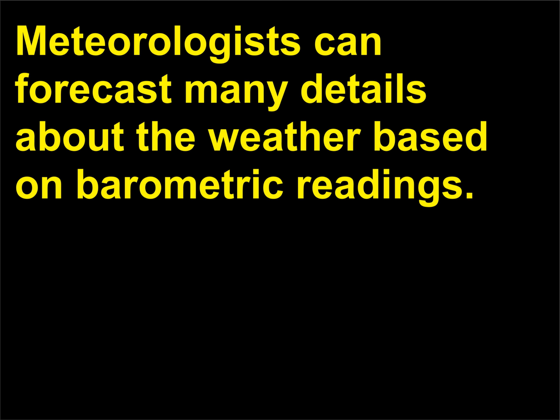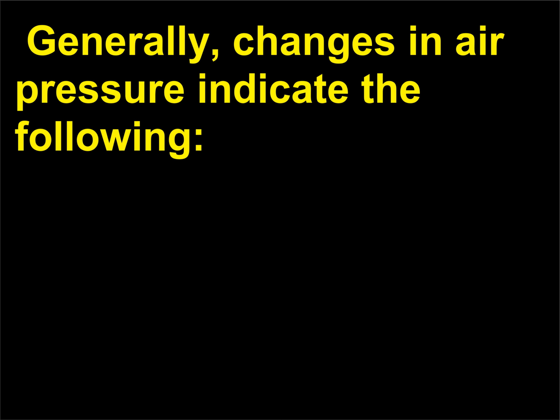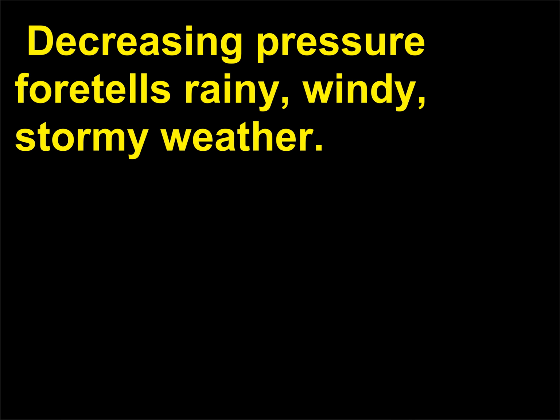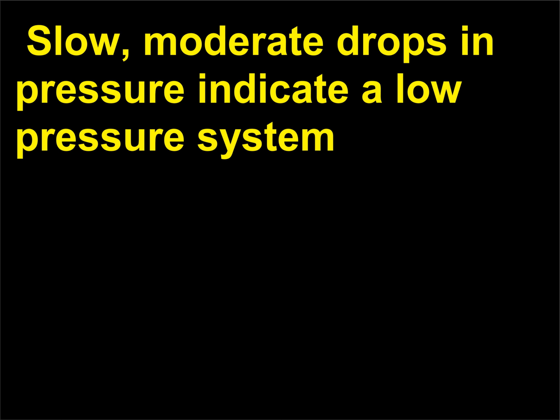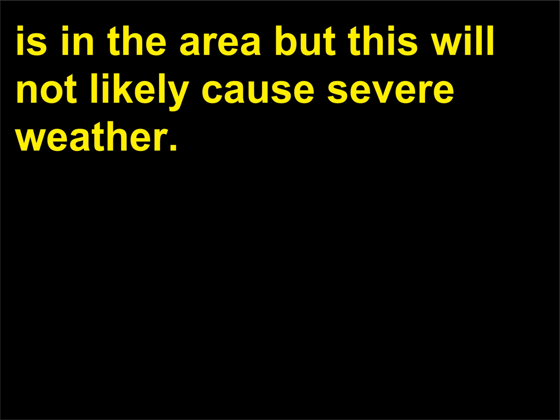Meteorologists can forecast many details about the weather based on barometric readings. Generally, changes in air pressure indicate the following. Decreasing pressure foretells rainy, windy, stormy weather. Small, quick drops in pressure are good indicators that short periods of wind and rain will follow. Slow, moderate drops in pressure indicate a low-pressure system is in the area, but this will not likely cause severe weather.